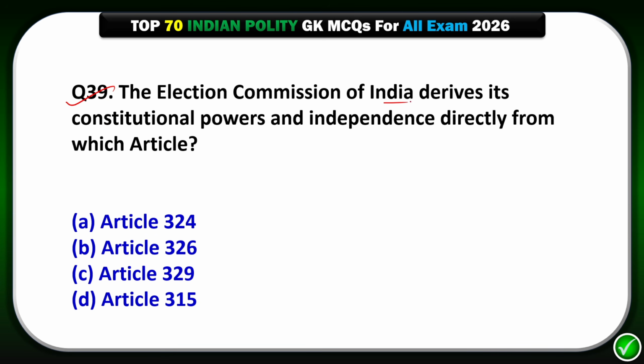39. The Election Commission of India derives its constitutional powers and independence directly from which article? Option number A. Article 324.